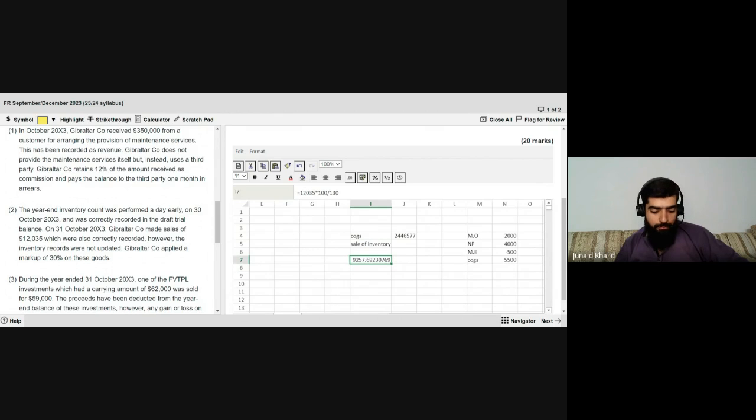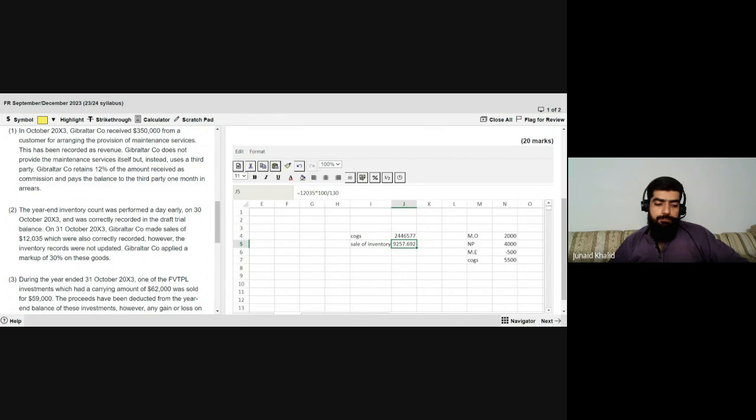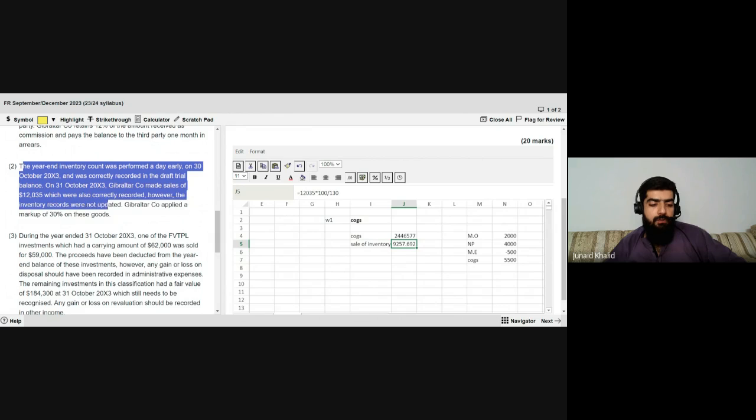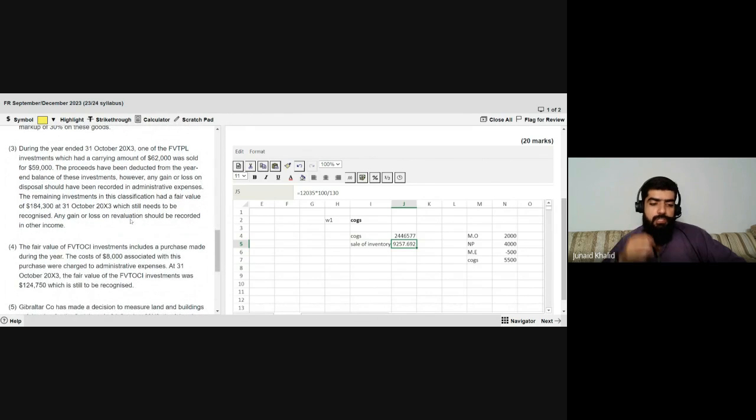That is 9,257. Are you getting the point? So this should have been added up. Now we are doing the working of cost of goods sold. There could be any other adjustment, but let's hold it. Is this adjustment completed now? Yes. Now let's move on to the third adjustment.